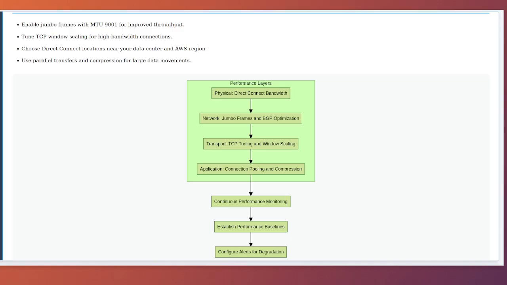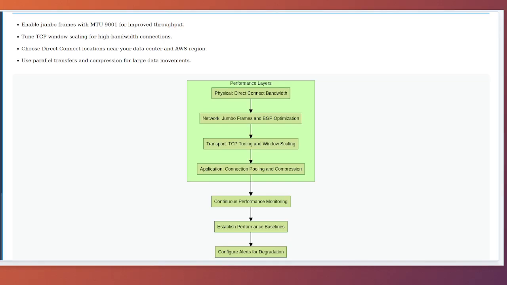Network latency is determined by physical distance and the number of hops. Choose Direct Connect locations that are geographically close to both your on-premises location and the AWS region you need to access. For example, if your data center is in Chicago and you primarily use AWS resources in the US East region, choose a Direct Connect location in Chicago that has low latency connectivity to US East. Avoid routing traffic through unnecessary intermediate locations.